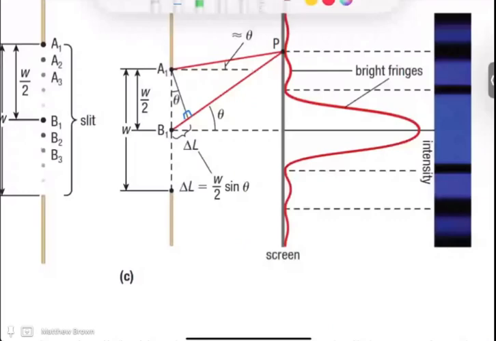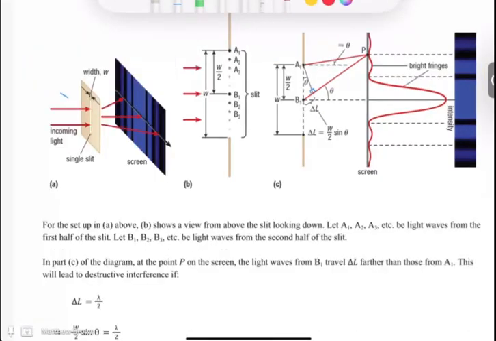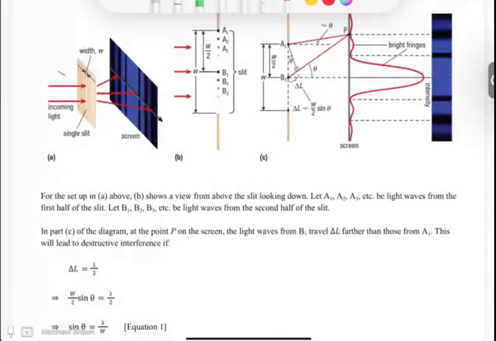Very similar to what we had before, only we're writing this as W over 2, not the distance between the two slits. And from that, we can actually figure out what the interference needs to be, right? Because we're just saying that all the light that's coming from the B's have gone that extra bit, W over 2 sine theta.